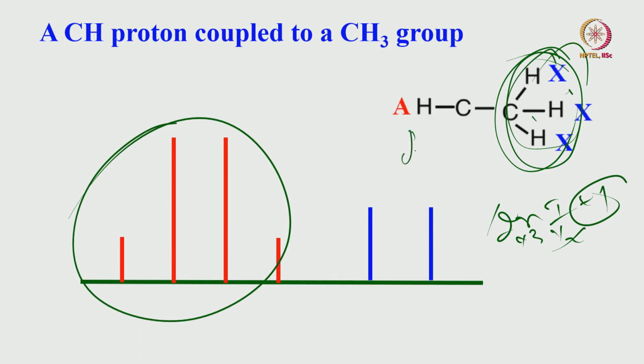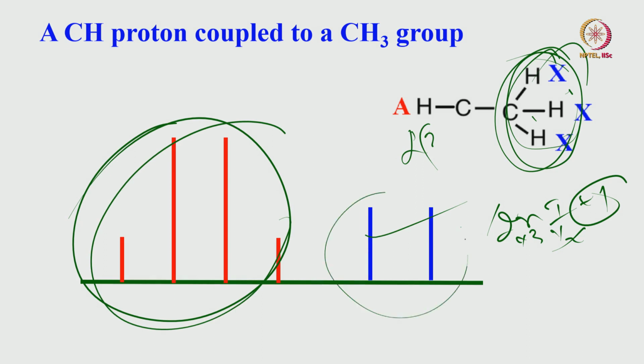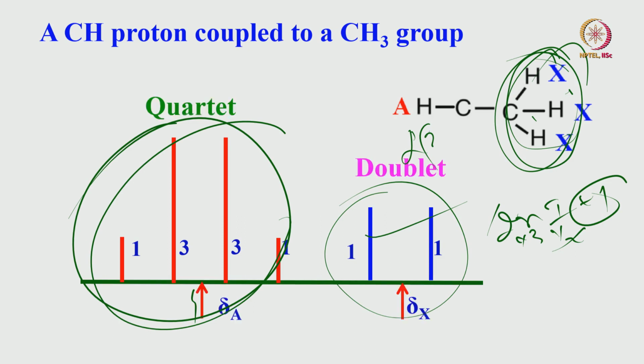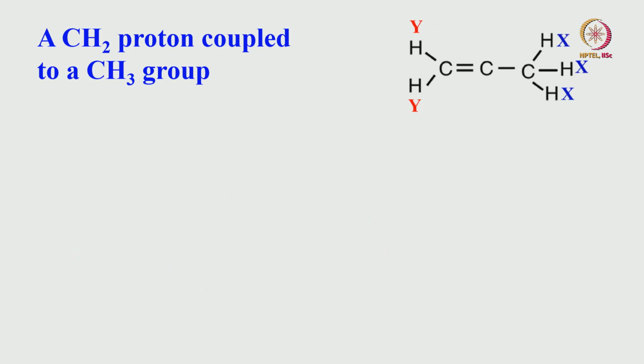CH has only 2 states, alpha and beta. So, it will be a doublet. You understand? When CH proton is coupled to CH3, CH is going to be a quartet, CH3 is going to be a doublet. And this center is the chemical shift of CH, this is the chemical shift of CH3, and the separation gives you the J coupling. Easily you can identify that.